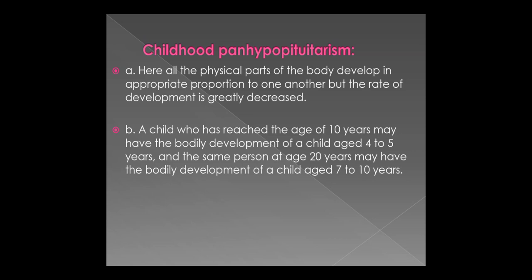A child who has reached the age of 10 years may have the bodily development of a child aged 4 to 5 years. And the same person at age 20 years may have the bodily development of a child aged 7 to 10 years. In appearance, the age will look much less; like a 10-year-old child will look 4 or 5 years old. Because of this growth retardation, this condition may be ignored in many people, like illiterate people or lower class people, who just think that the child is weak. But actually there is panhypopituitarism in the child.